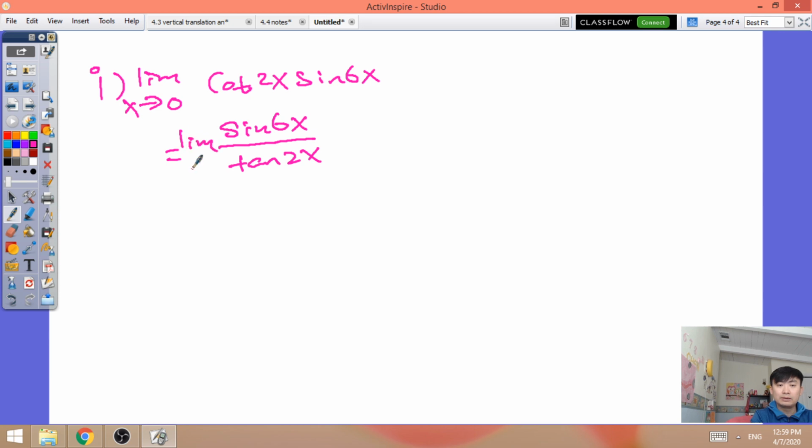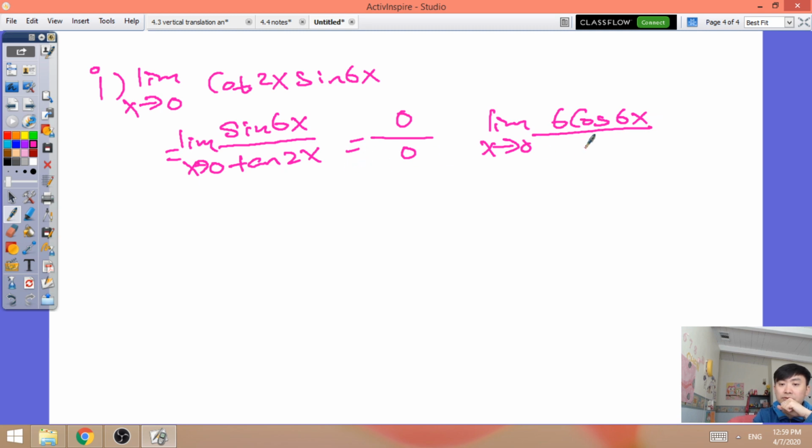So again, limit as x goes to 0. Plug in 0: sine of 0 is nothing, and tangent of 0 is also nothing, so it's indeterminate form. If that's indeterminate form, we can take the derivative of the top and the bottom separately. The derivative of sine of 6x is cosine of 6x times 6, the chain rule. The derivative of tangent of 2x is secant squared of 2x, and then times 2, again the chain rule.